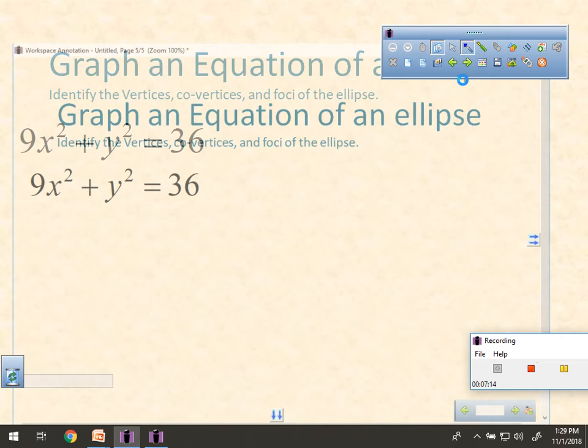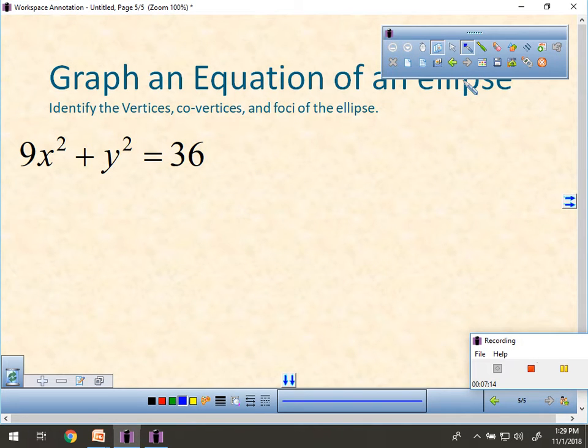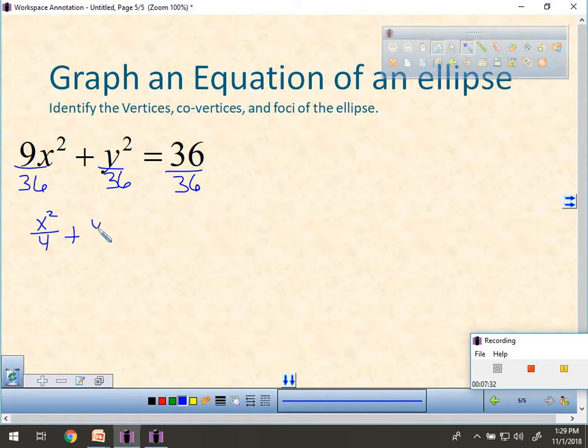Alright, now, remember, the main thing with an ellipse is that an ellipse has to be set equal to 1. So if your equation's not set equal to 1, the first thing you would want to do is to get it equal to 1. So since this is equal to 36, I'm going to divide everything by 36, and so that'll reduce to x squared over 4 plus y squared over 36 is equal to 1. And then I can graph this.